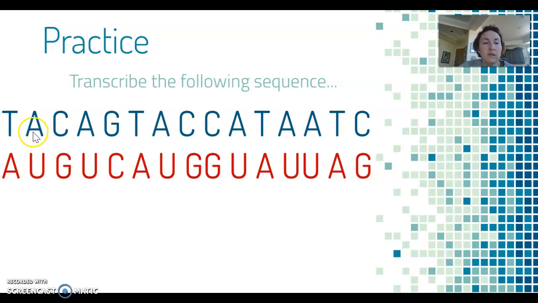So every time you see an A in DNA, you're going to match a U for RNA. So if you look at all of these A's, you're going to see that they all match up with a U. But do remember that wherever you see a T in DNA, it's still going to match up with A on RNA, because there is still A's in RNA.